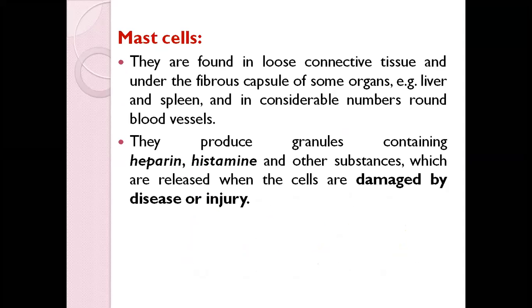Then the next cell is called a mast cell. These are usually found in the loose connective tissue. Loose connective tissue is another type of connective tissue, which we will discuss later. They are also found under the fibrous capsules of some organs like the liver and the spleen, and in considerable numbers even around the blood vessels. These mast cells perform a very important role in hypersensitivity. They produce two types of substances, heparin and histamine, and even some other substances are also produced.